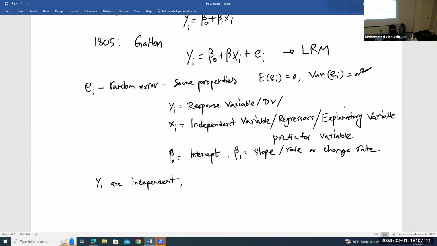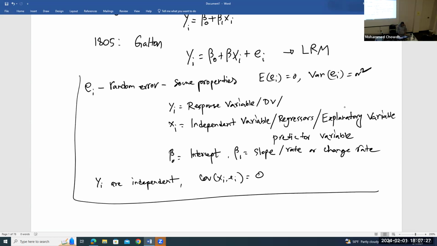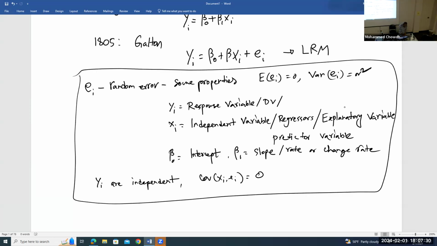And then the covariance of xi and ei is equal to 0. So there is no correlation between xi and ei. So these are the assumptions considered by Galton in 1805, and he said this linear equation now becomes a linear regression model. Clear, right? The last one, the covariance of xi and ei.